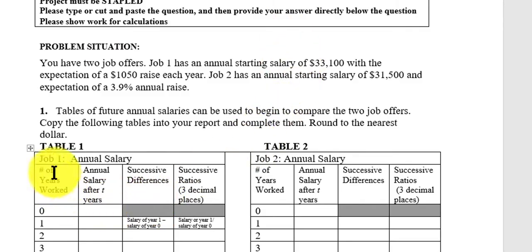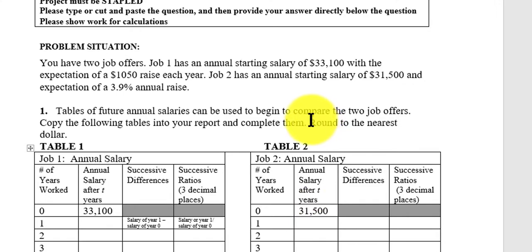So getting back to your project, right, your initial salary for job 1 looks like you start out at $33,100. And your initial salary for job 2 is $31,500. And job 1 has a $1,050 raise, so I would add $1,050 to this number, and it should increase by that same amount every year, where the $31,500 is going to grow by 3.9%. So figure out, if you start out at $31,500 and then you earn a raise of 3.9%, well, how much is that raise? And then add that to this number.